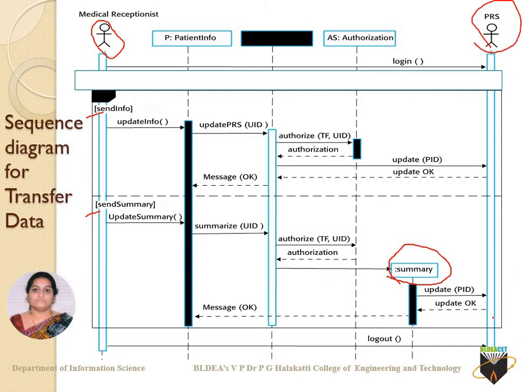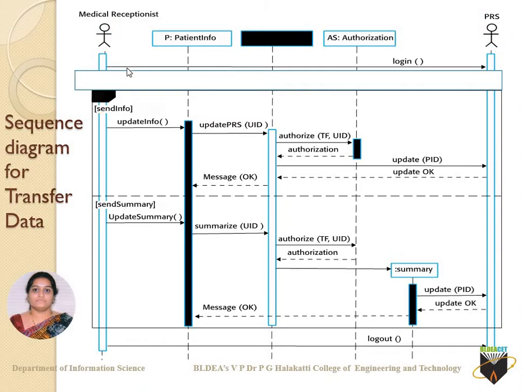Then update PID, updation OK. Then message OK will be displayed to you. As the person is logged in, the person logs out, that is, the medical receptionist logs out. So these are a series of messages which are being transferred from the medical receptionist to PRS, through these respective objects. These are the set of things you have to consider whenever there is a transfer of data.